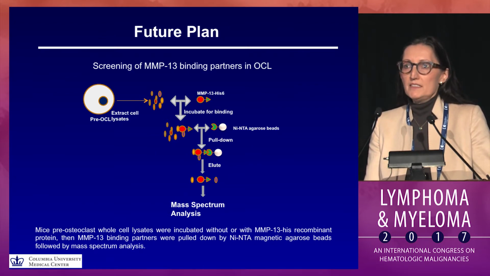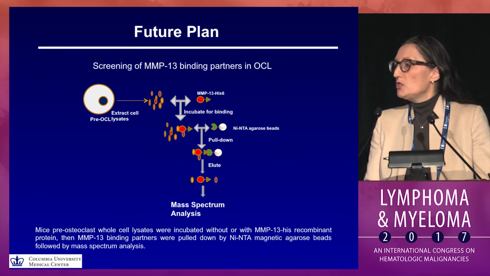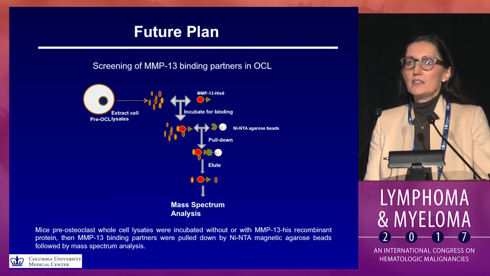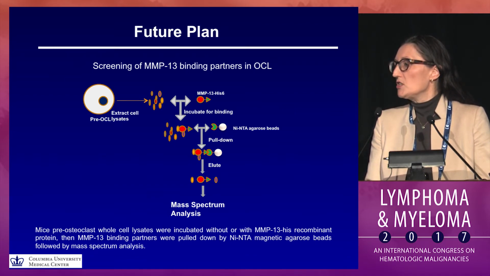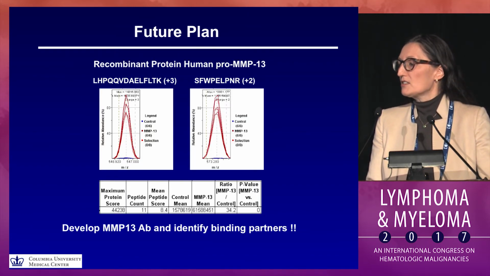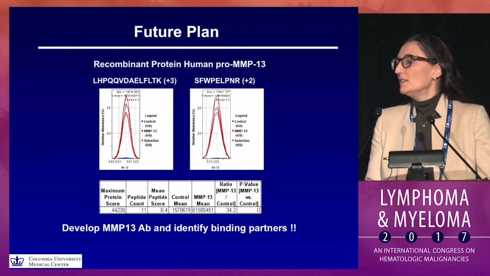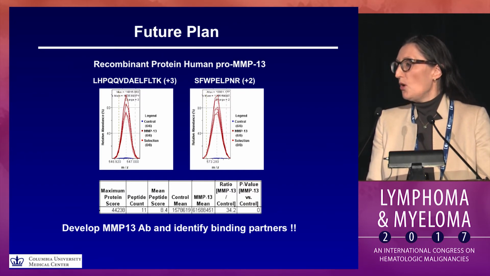What are the future plans? Right now we are about to screen for MMP13 binding partners. Our plan is to extract, for instance, pre-osteoclast cell lysates, incubate them with MMP13 Flag His-tag, do a pull down and look by mass spec analysis to see what the binding partners are. This is our work in progress, and it's probably too early to really give you a final answer, but I hope over the next 6 months we will have an answer for this.